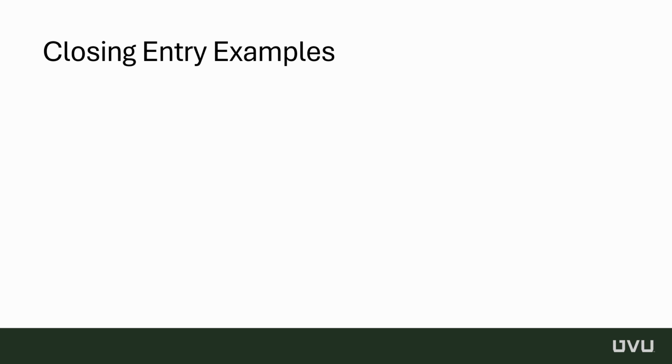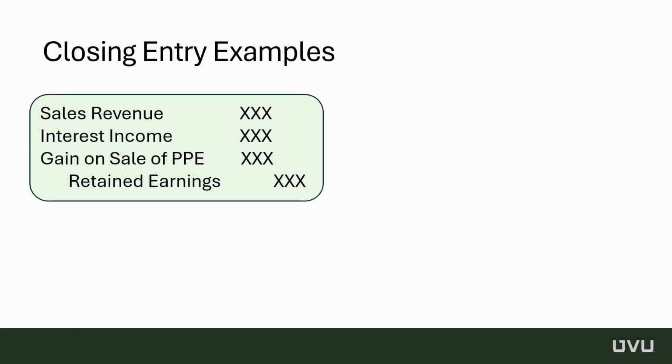The first entry handles the income increasing accounts, like revenues and gains. You debit each of them for their balance, in other words, the opposite of their normal balance. We do this to zero them out. You then credit retained earnings for the total. Specifically in this entry, we're taking sales revenue, interest income, and a gain from a sale, and debit these accounts. Retained earnings then gets credited for the total.